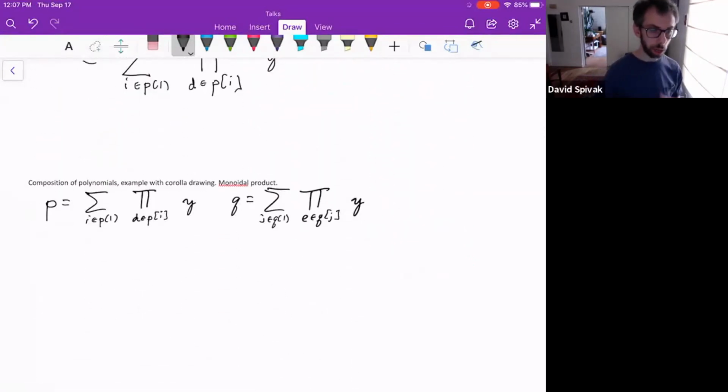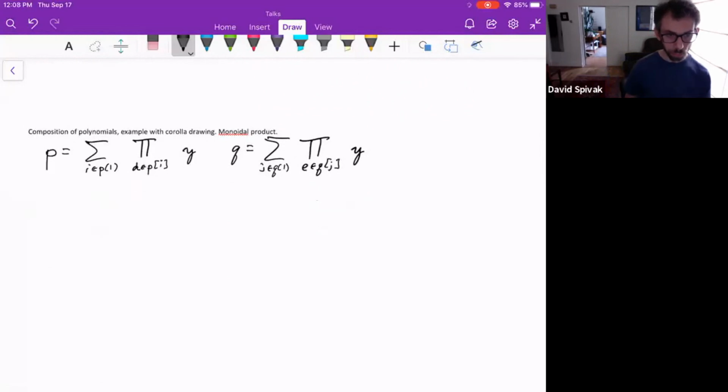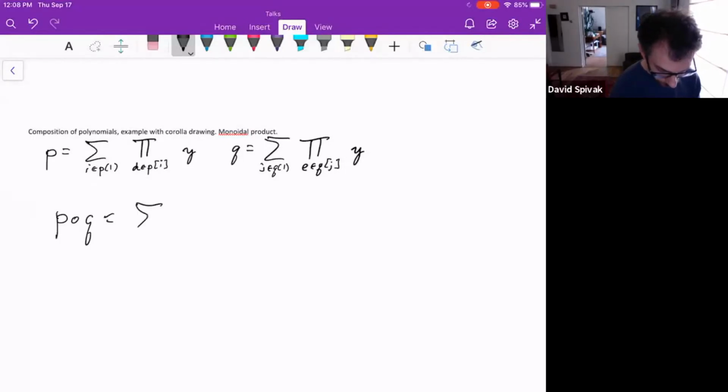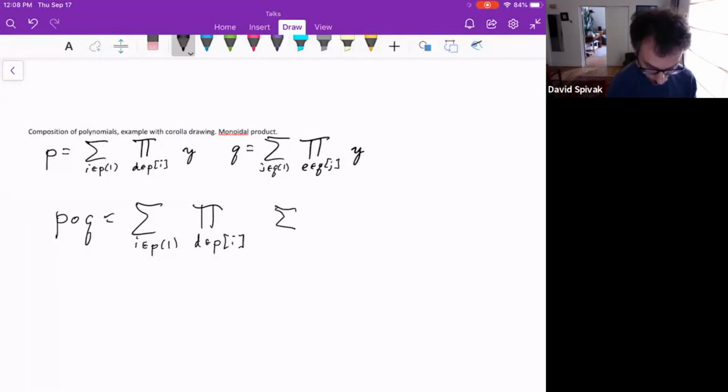So now let's talk about composition of polynomials. And here I have 2 polynomials, p and q. If I want to compose them, p composed q, I just take p, and in for y, I plug in q. So it's the sum over all positions in p, of the product over all directions there, of the sum over all positions in q, of the product over all directions there, of y.